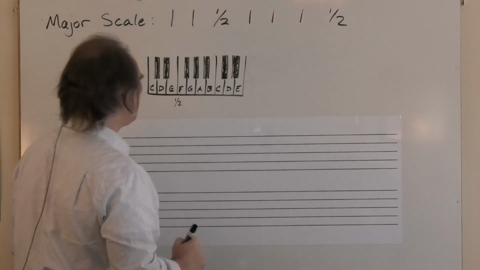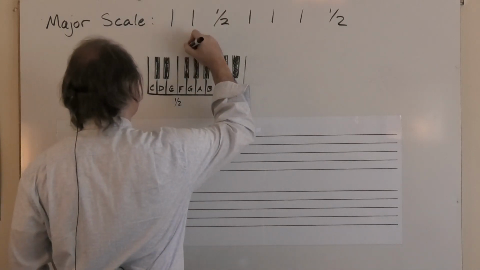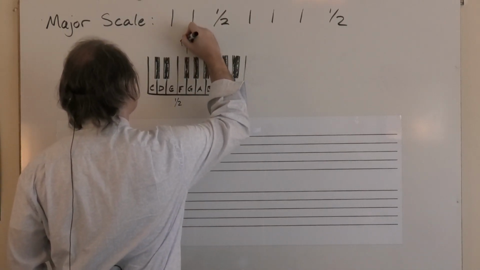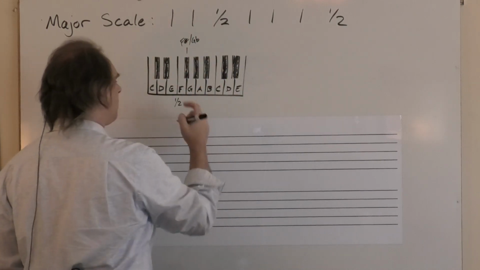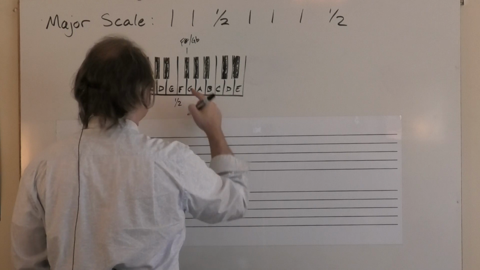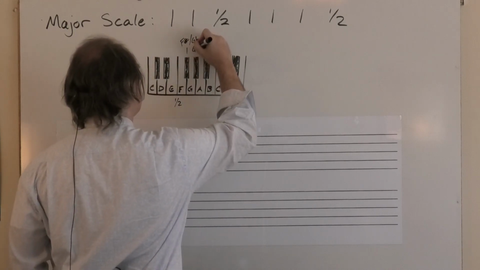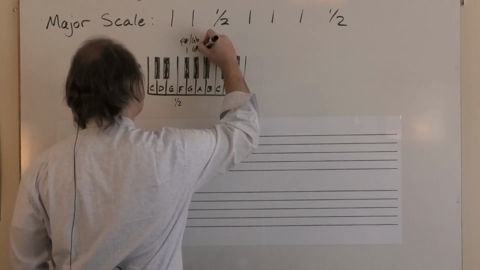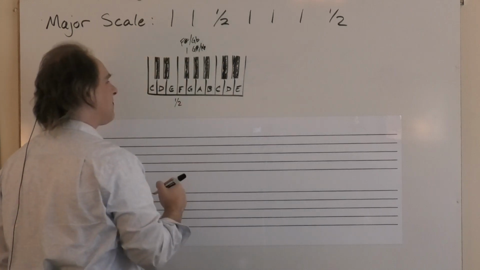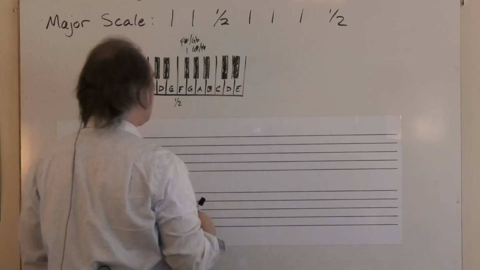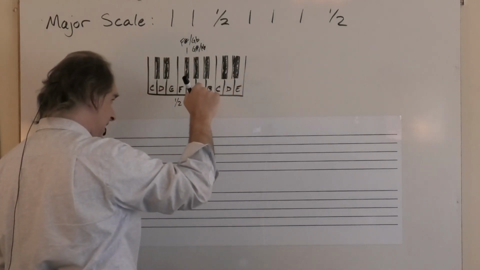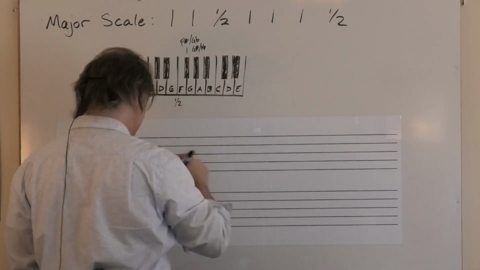Between F and F sharp is a half step. This black key can be called an F sharp or a G flat. Between F sharp and G, that's a half step. Between G and G sharp, this black key can be called G sharp or A flat. That's a half step. Between A flat and A, half step. A and B flat, half step. B flat and B, half step. B and C, half step.